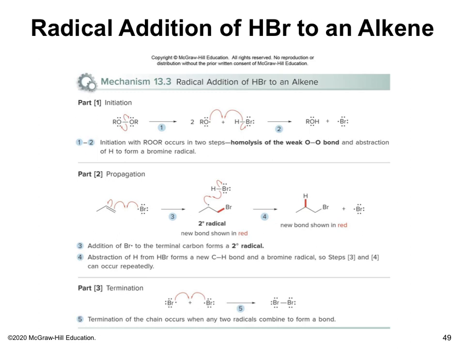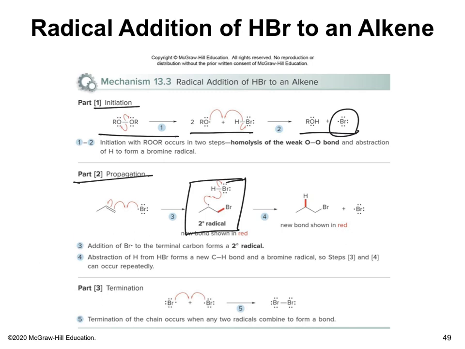And so they're showing you this. You have 2 initiation steps. The first one generates the peroxide, and the peroxide then will abstract a hydrogen from HBr to generate the bromine radical. Then we have the propagation step, where we make this intermediate, the secondary radical, because bromine adds first. And then this is your propagation step 2, where you abstract a hydrogen. Hydrogen adds second, bromine adds first. And this is the anti-Markovnikov hydrohalogenation.